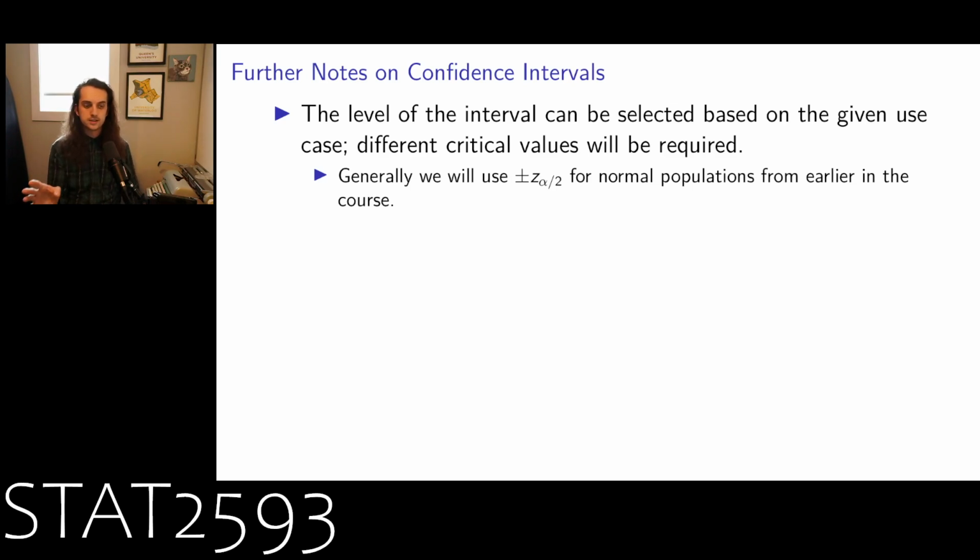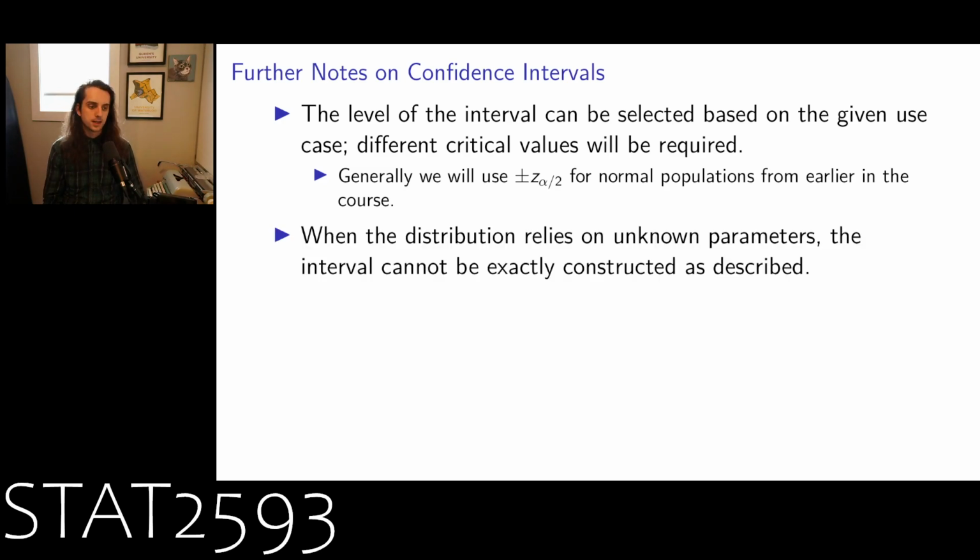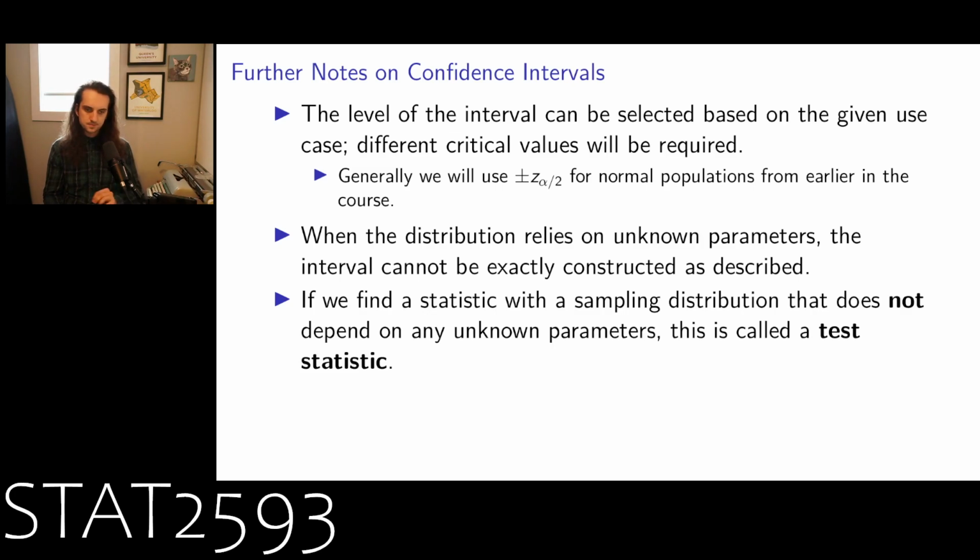In general, we're going to use plus or minus z of alpha over 2 for normal populations. We've seen these critical values from earlier in the course. We're normally going to use symmetric values when we can. When the distribution relies on unknown parameters, the interval is not going to be constructed exactly as we've just described. That's where you're either going to have to estimate those parameters or use a slightly different procedure.